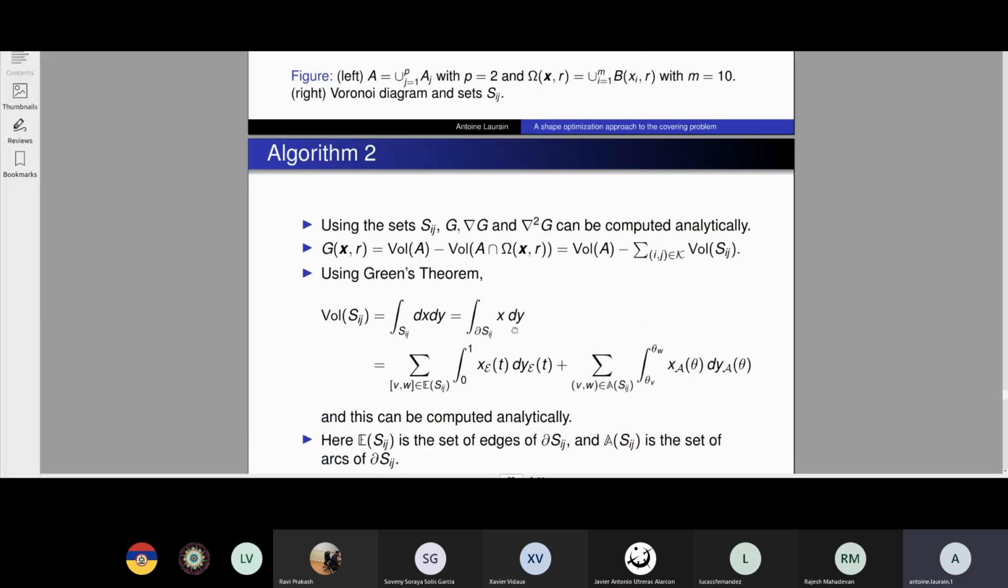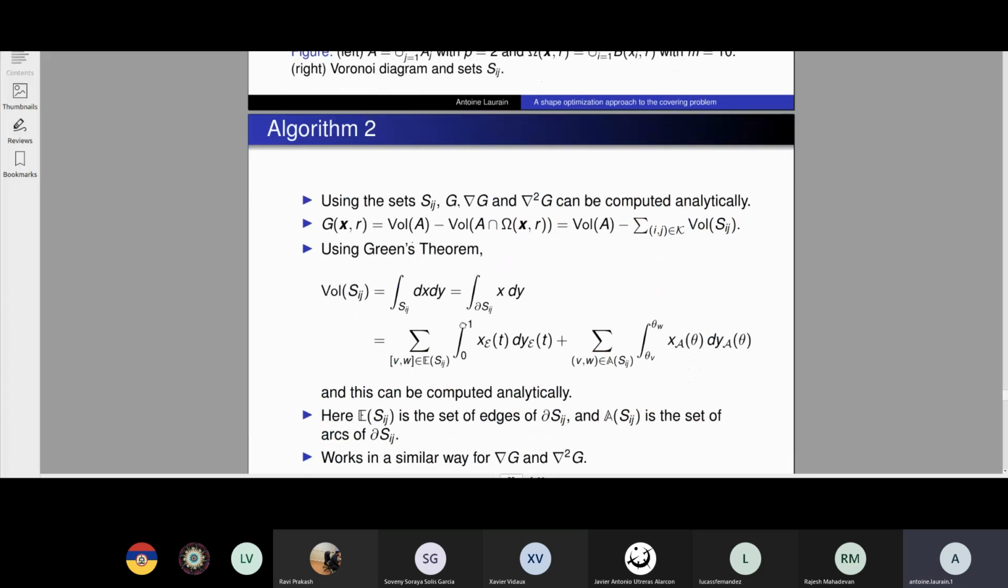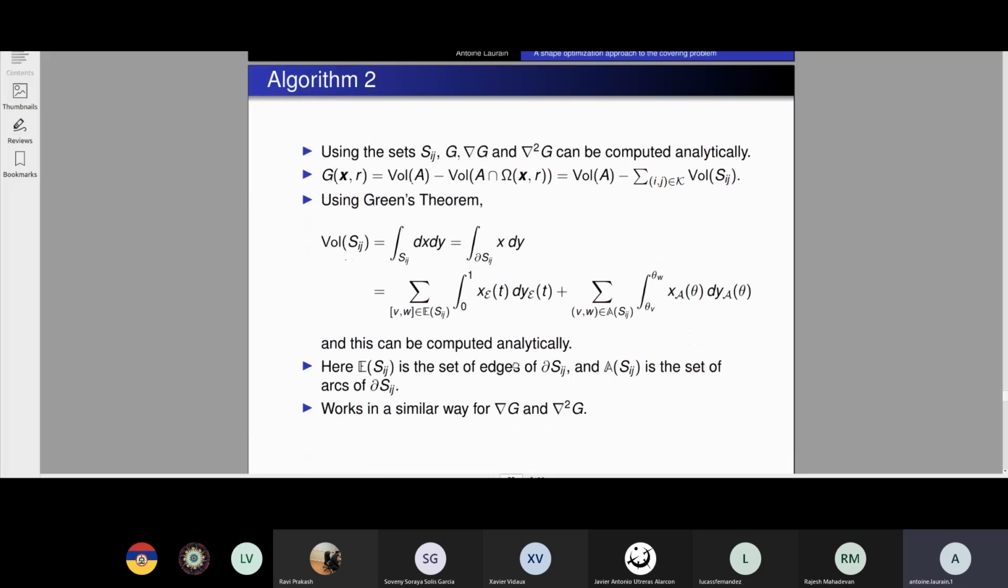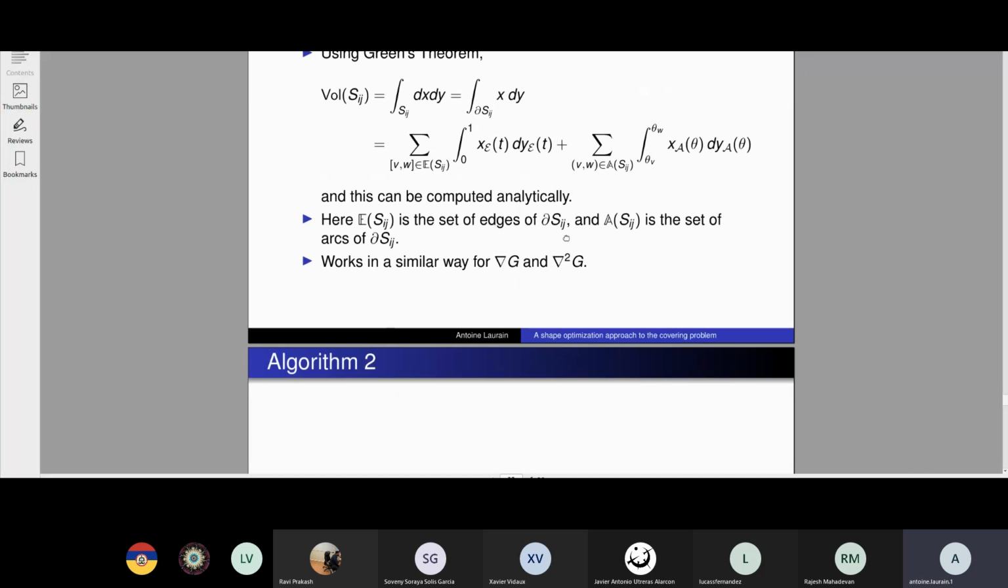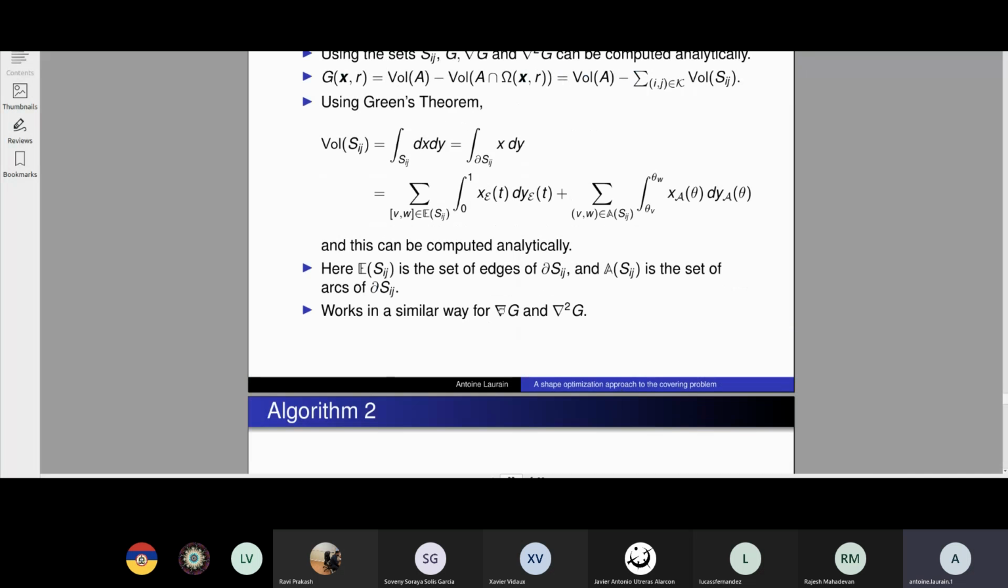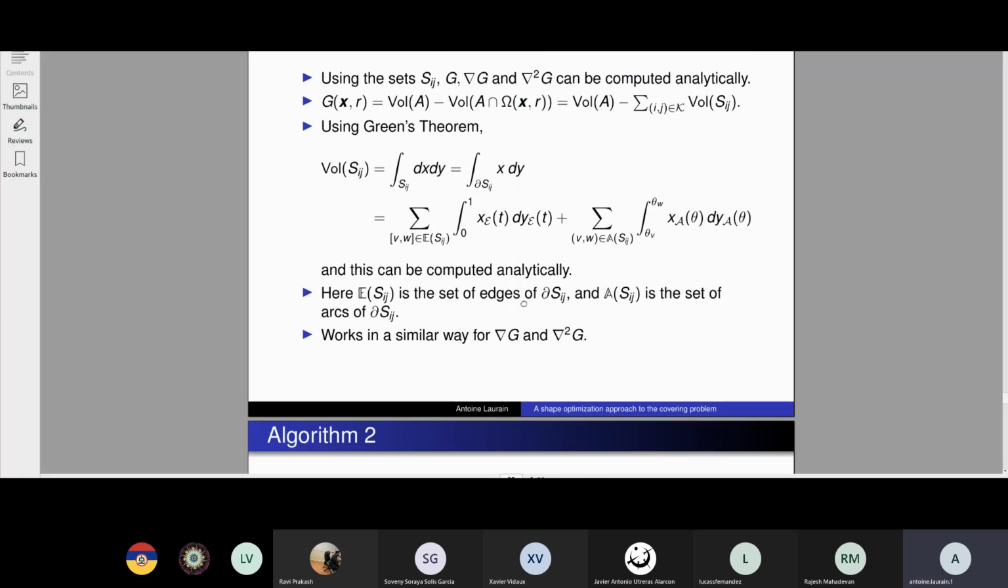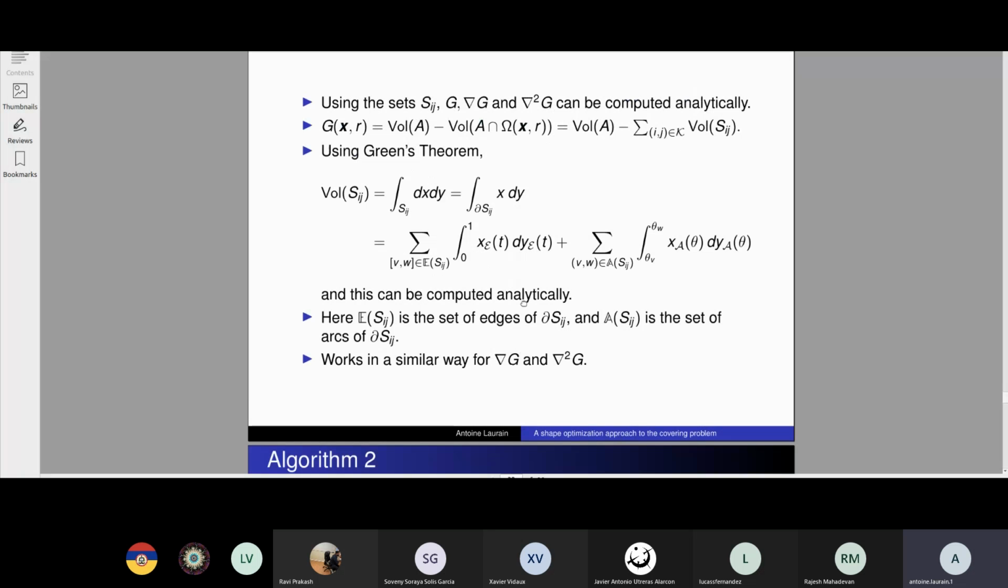Because you have an analytical representation of the edges and of the arcs, you can just compute this analytically. That means numerically you can use these analytic formulas and you get a very fast and accurate calculation. And all these formulas that I showed before, of the gradient of G and the second derivative of G, can be computed in this way analytically. It gives you some long expressions, but apart from this, you can implement it and it's really fast.